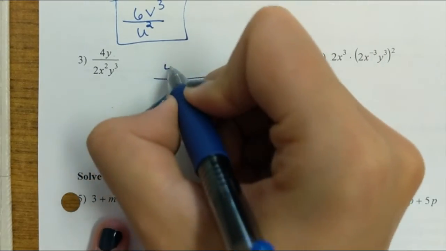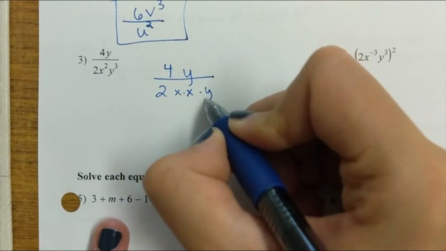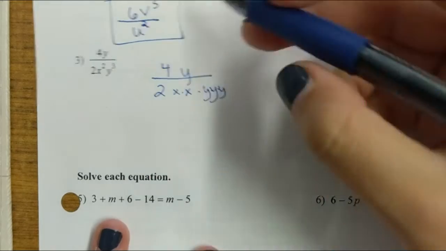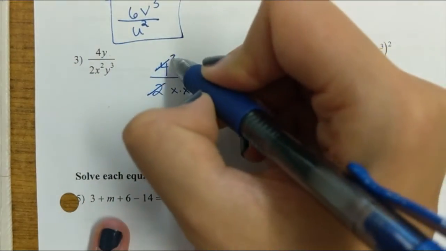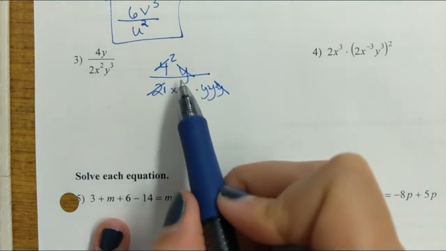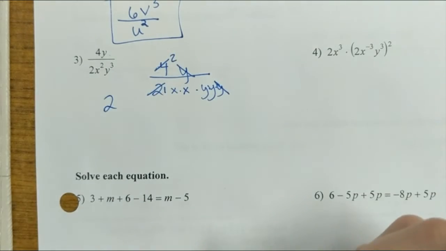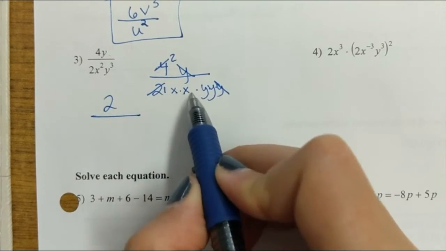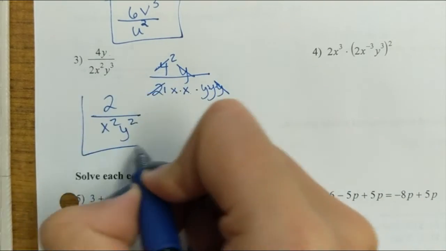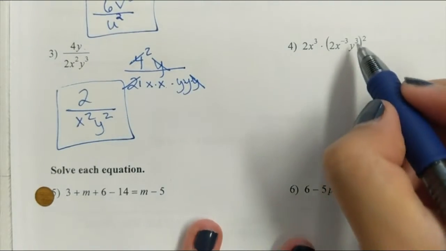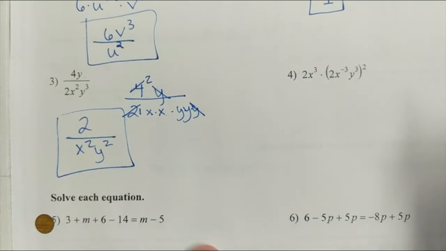I'm going to expand. 4 times y, 2 times x times x times y times y times y. And I have y over y is just 1. 4 over 2 is 2 over 1. So I now have a 2 on the top, and then I have x times x, so x squared, and then I have y times y, so y squared. Done.